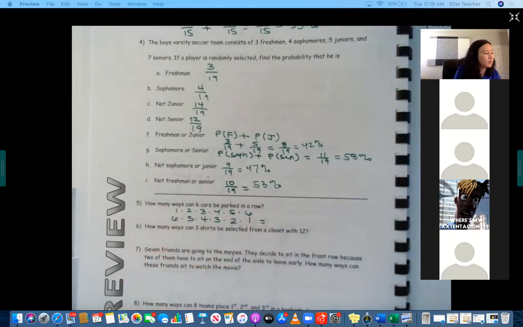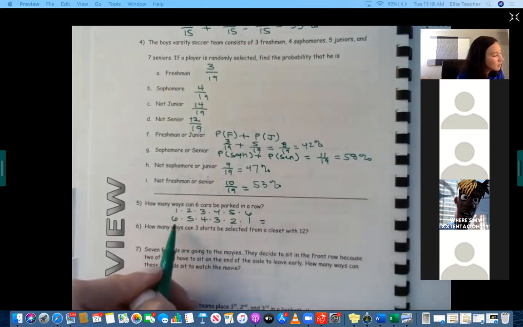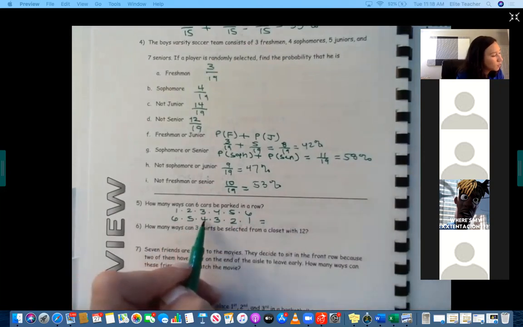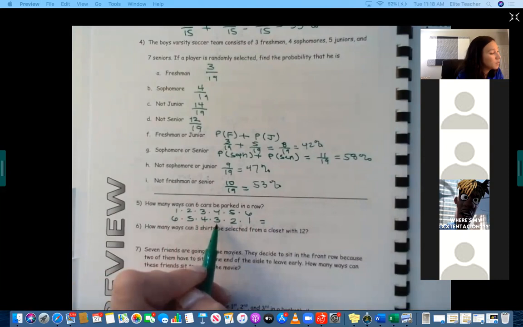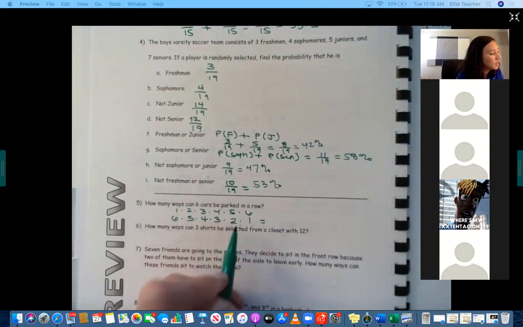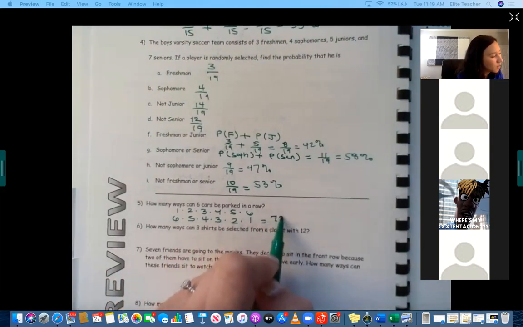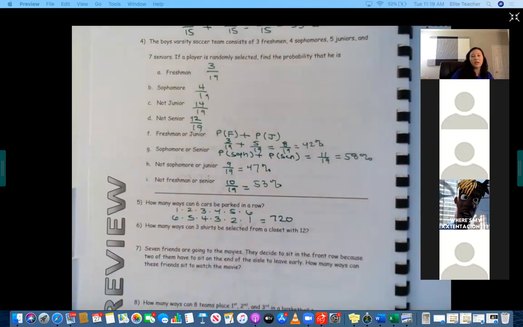So let's see. 6 times 5 is 30. 30 times 4 is 120. 120 times 3 is 360. 360 times 2 is 720. I think that is the correct math.